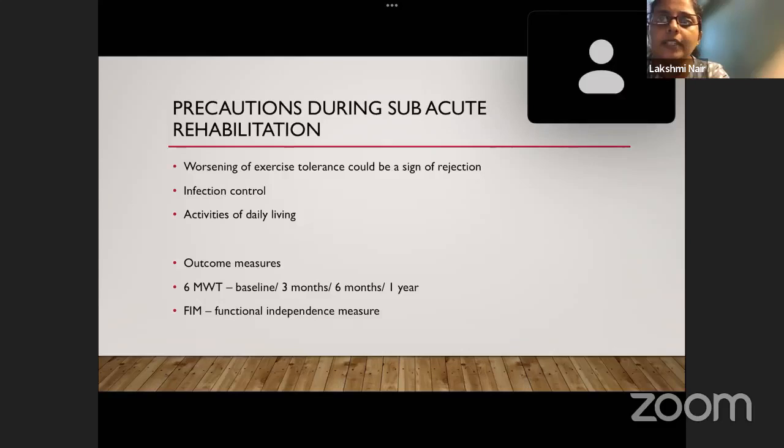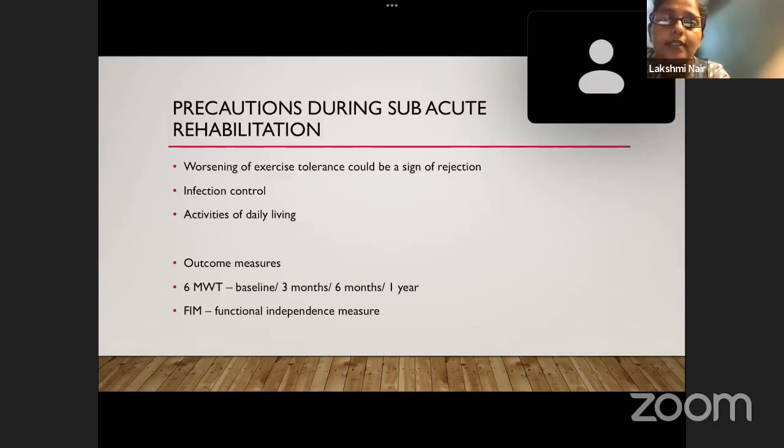Precautions during subacute rehabilitation: again, worsening of exercise tolerance could be a sign of rejection. You should keep in mind that exercise tolerance coming down could be a sign of rejection. So infection control, take care of your hand hygiene. Don't go near the patient in case you have an upper respiratory infection.